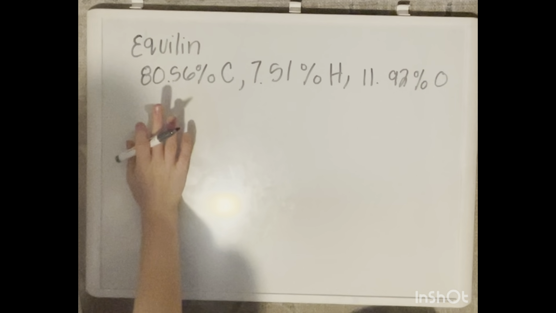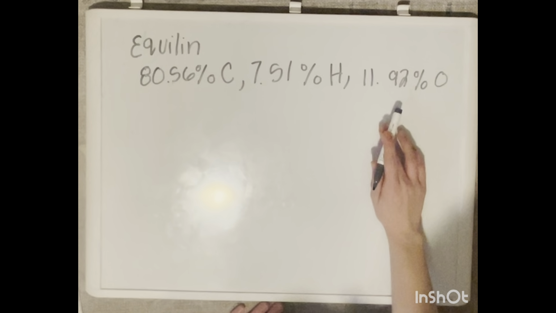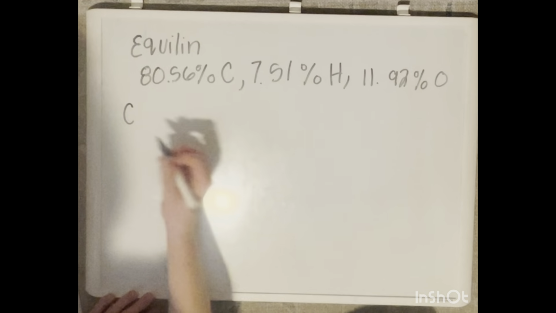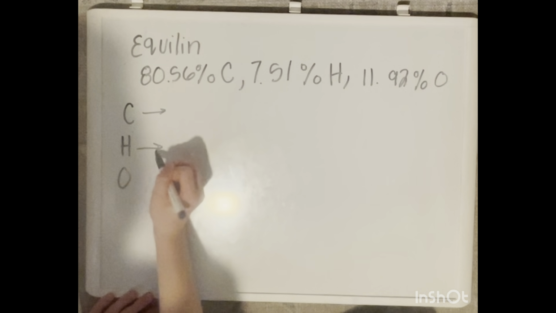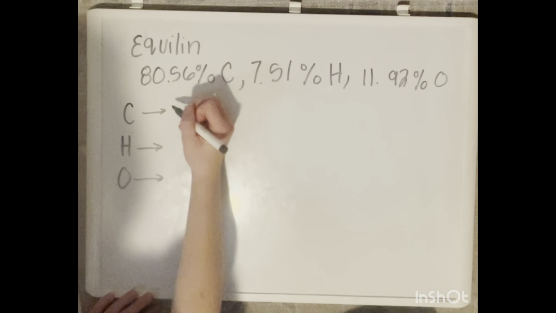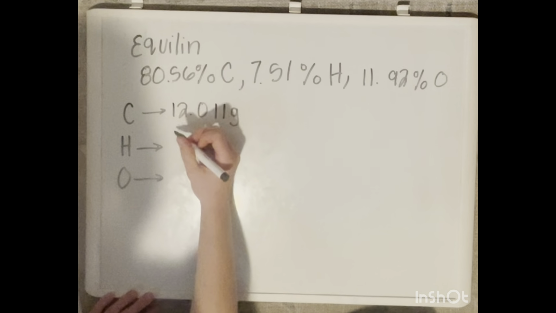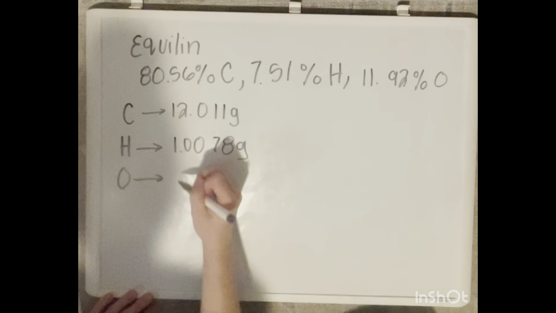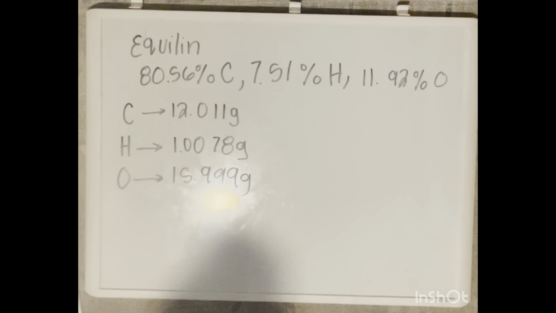So we have 80.56% carbon, 7.51% hydrogen, and 11.92% oxygen. So first we want to start out by writing out our atomic mass of each element we're going to be using. So I looked at the periodic table, and carbon is 12.011 grams, and then hydrogen is 1.008 grams, and then oxygen is 15.999 grams. So that's where we're going to start.